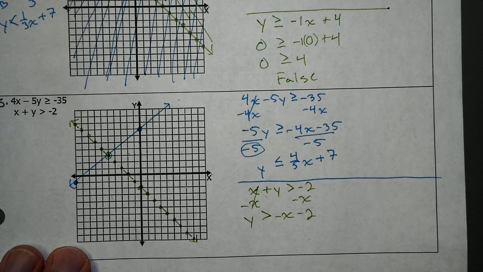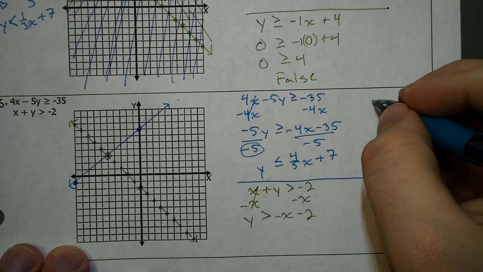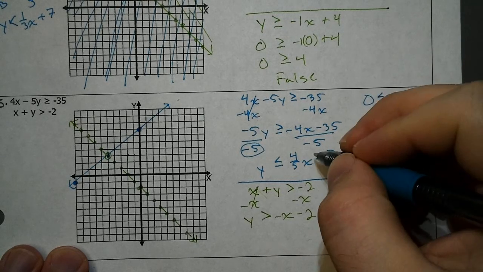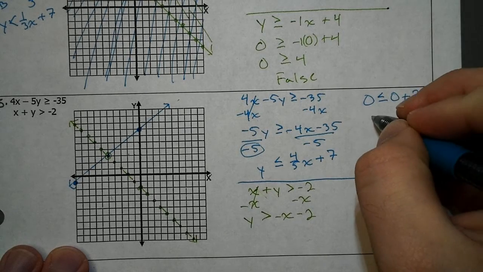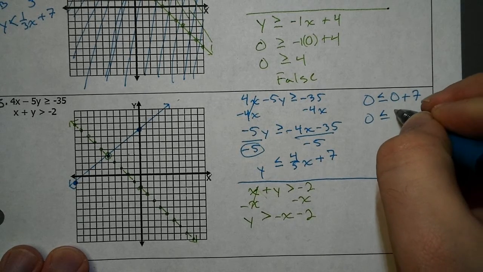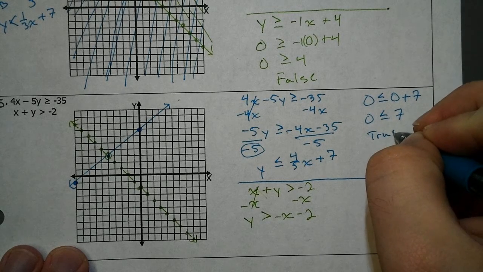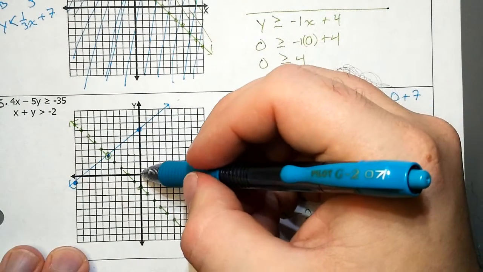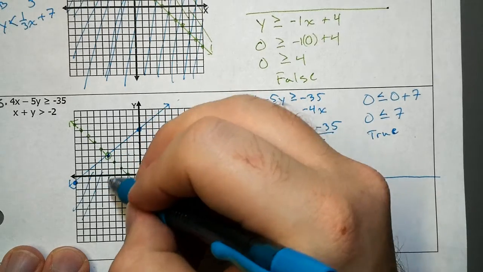Now we just need to plug in test points and see how we're going to shade. So I'm going to go back to my first line. When I plug in 0 for my y, and 0 for my x, is 0 less than or equal to positive 7? Yes, that is true. So, for the blue line, we're going to shade in the side with 0, 0, which is right there. So we're going to shade it in just like this.